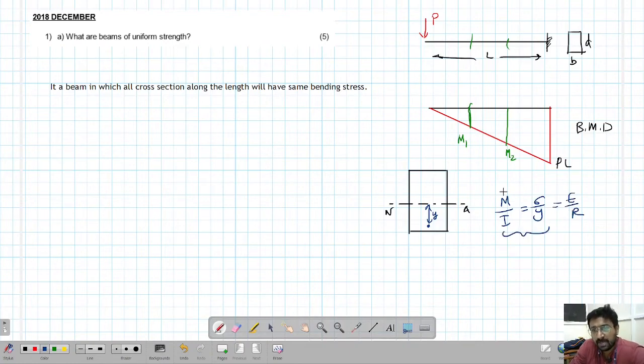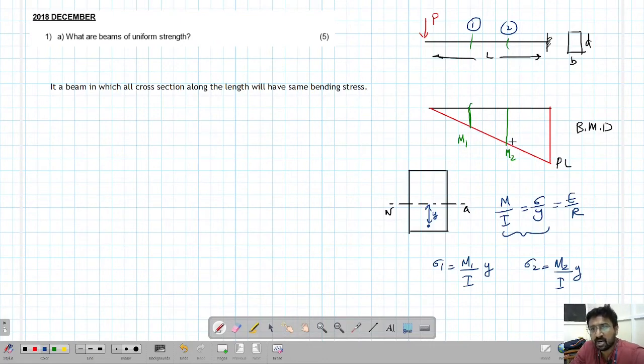So whatever M is there, if you want to find at 1, I'll call this 1, at 2. In section 1 and section 2, the cross section looks like this. For section 1, I'll call the stress sigma 1. You can find sigma 1 equal to M1 upon I into y. This y is this distance. And stress at section 2, I'll call sigma 2, equal to M2 upon I into y. So this is how you find stresses at different points.